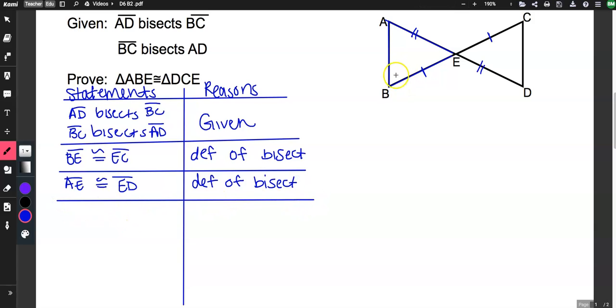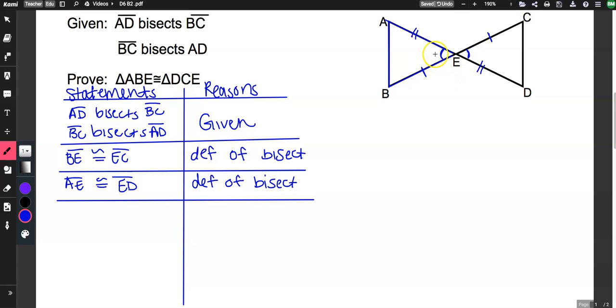Okay, so now I have two sides so far. I do need one more piece of information. So let's look at our picture. Now again, I can't just make things up. I can't just say that these angles in the corners are congruent because they look the same. Can't use that. But what I can say is that these middle angles are congruent.